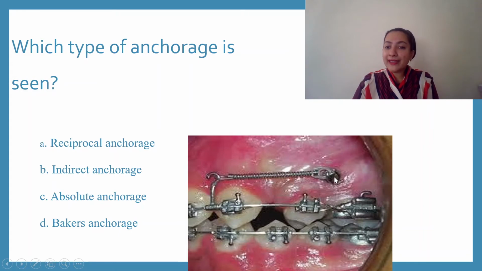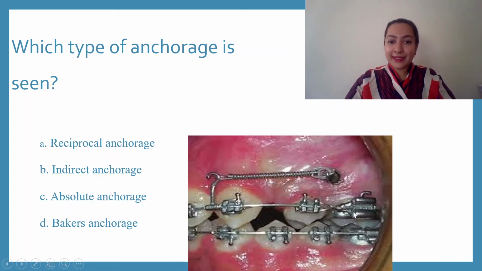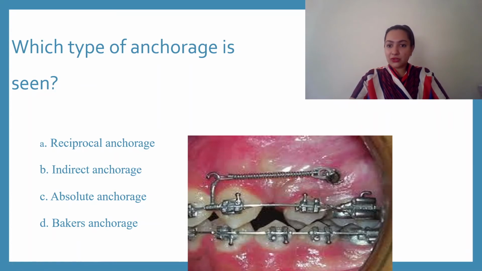So if I attach a wire from the implant to the molar and I take anchorage from the molar, then it becomes a case of indirect anchorage, because the molar is actually attached to the mini screw, but we are taking anchorage from molar, so that is a case of indirect anchorage. Here there is no such thing. No wire is running from my mini screw to the molar.